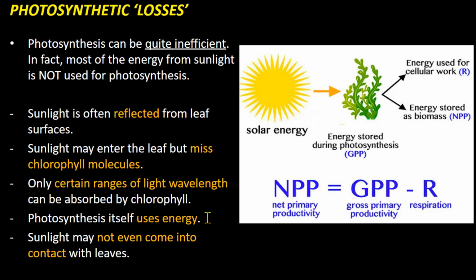The process of photosynthesis itself uses energy. In fact, if you were to take the gross productivity of the plant, you would have to subtract the energy used for cellular work to actually get the net productivity. Lastly, sunlight may not even come into contact with the leaves. The leaves may be shaded, or the leaves may be inaccessible by sunlight. It could even be the anatomy of the leaves. The leaves may not be broad enough. The leaves may be curled. The petiole may not have oriented the leaves towards the sunlight. All of this would be considered photosynthetic losses.